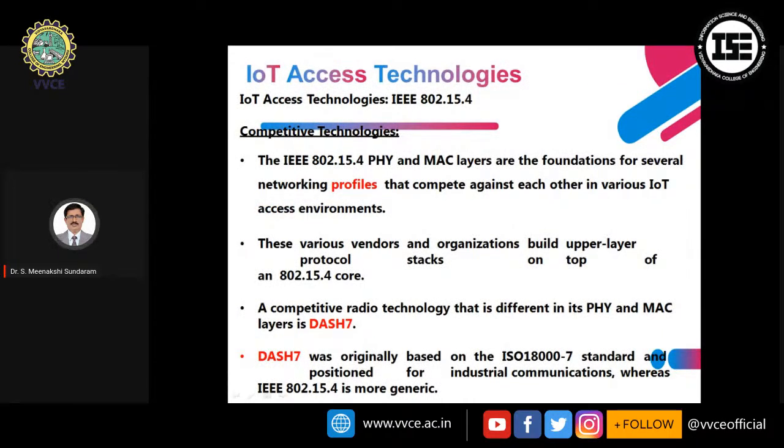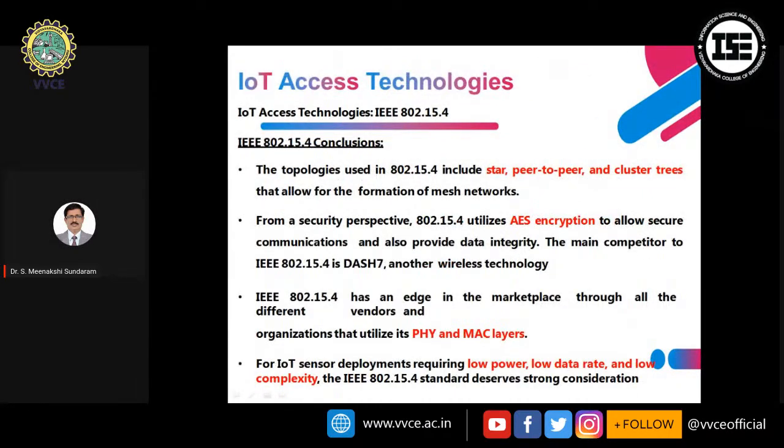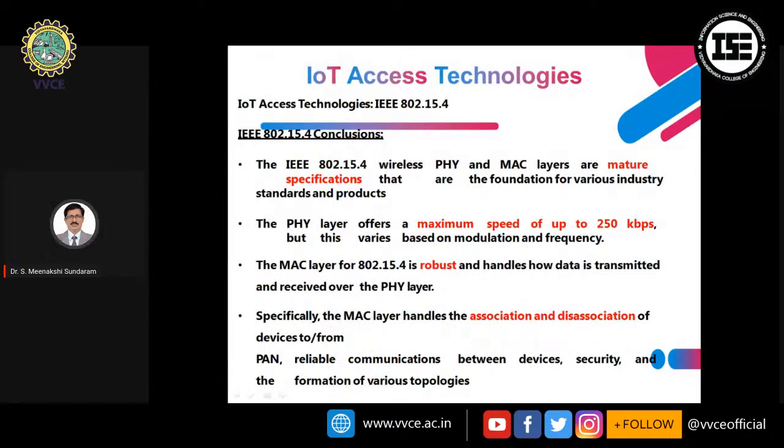And other competitive technologies, IEEE 802.15. Physical and MAC layers are the foundations for several networking profiles that compete against each other in the various IoT environments. And the competitive radio technology is different in its physical and MAC layers in -7. -7 was originally based on the ISO 18001 standard and positioned for industrial communications, whereas IEEE 802.15.4 is more generic. So we will see some of the important points in IEEE 802.15.4.